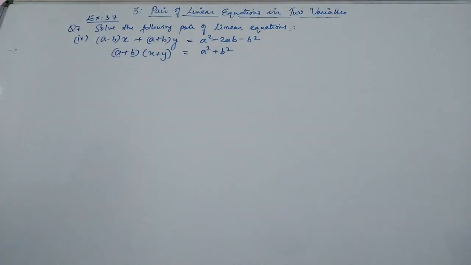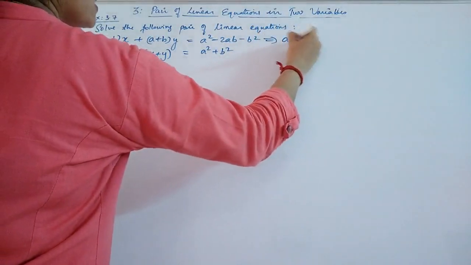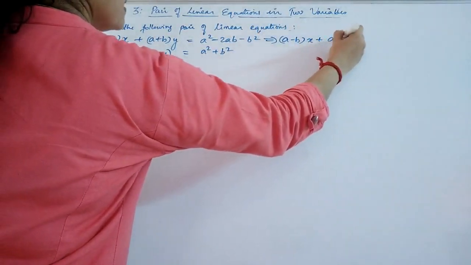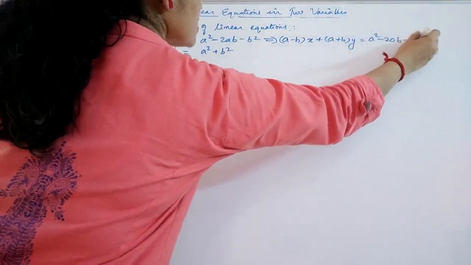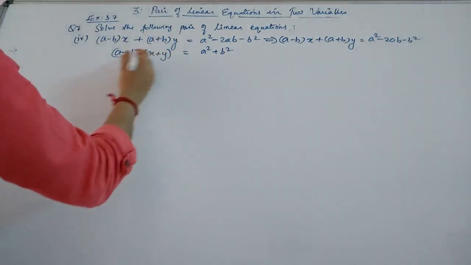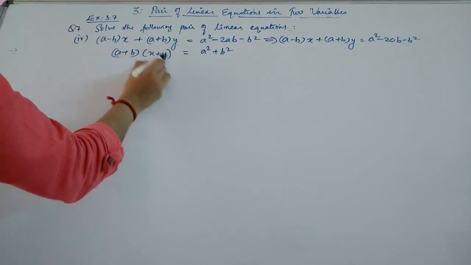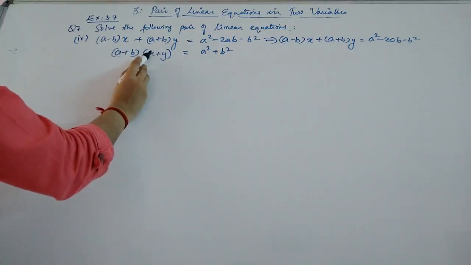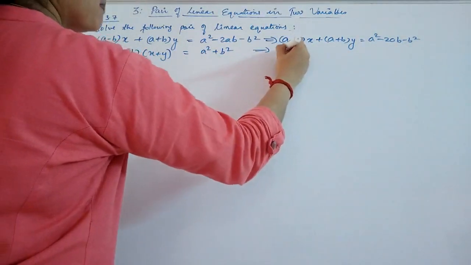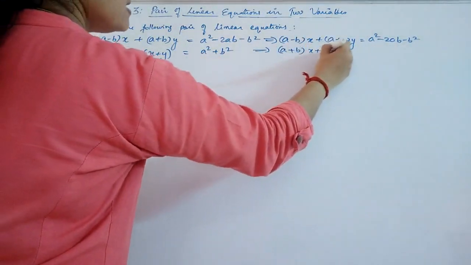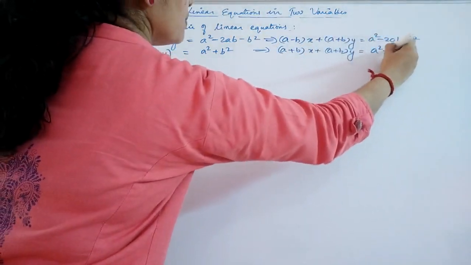So what we are doing is we are writing the first equation as such: a minus b into x plus a plus b into y is equal to a square minus 2ab minus b square. And second equation, we are just multiplying the term a plus b with x and with y separately. That is a plus b into x plus a plus b into y will be your second equation's left hand side. A plus b into x plus a plus b into y is equal to, the right hand side is a square plus b square.